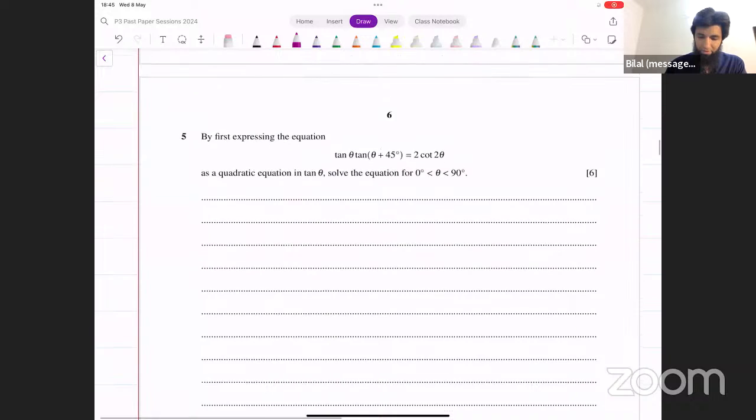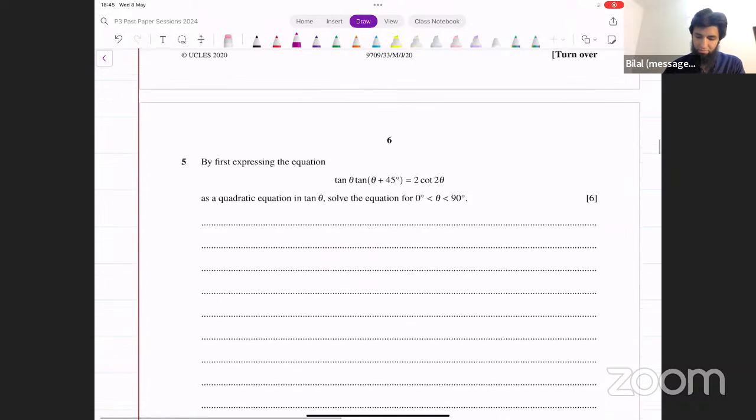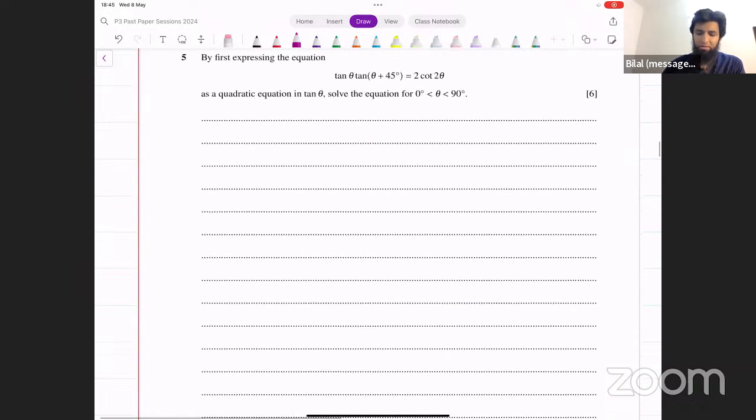Okay, so no one has asked about 5. Should be doable. Just apply the compound angle identity for tan, and then write this thing as either 1 over tan or cos. Okay, if you want an equation in terms of tan, then you should do this. You should keep it in terms of tan.